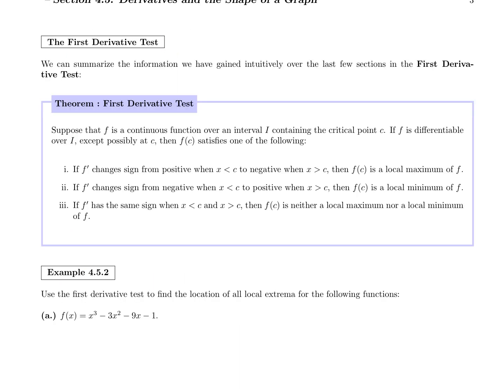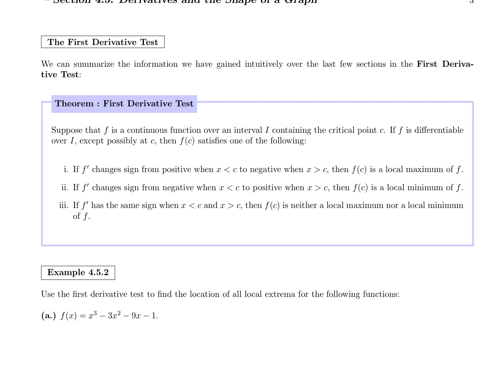Everything that we've looked at so far can be summarized with something we call the first derivative test. It says, suppose that f is a continuous function over an interval I containing the critical point C. If f is differentiable over I, except possibly at C, then f of C satisfies one of the following. If f prime changes sign from positive when x is less than C to negative when x is greater than C, then f of C is a local maximum.